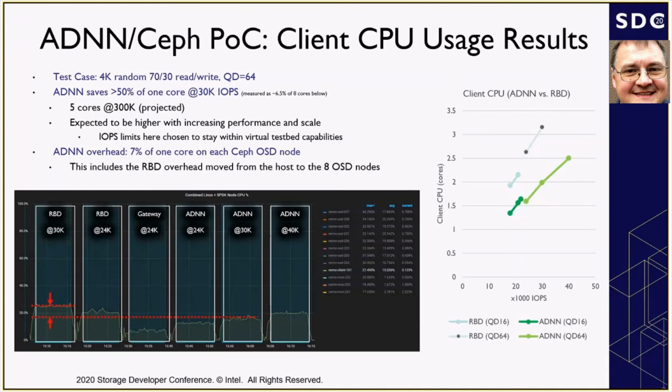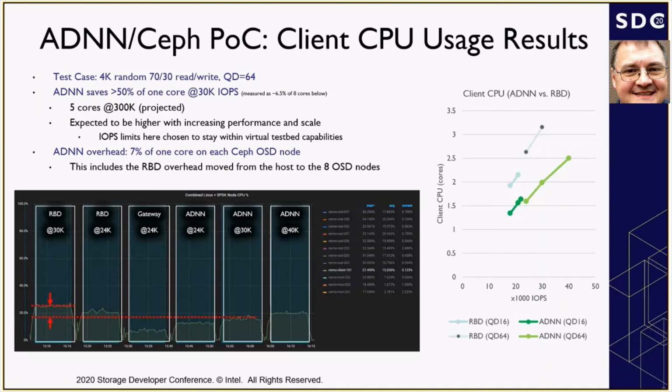Regarding how the client CPU utilization scales, again, this is a virtual cluster, so 40K was as high as we can go with some of these workloads, and it was actually lower with some of the others. So this graph on the right represents all of the points we were able to measure, and for the color scheme, the green lines are the ADNN test cases, and the not green lines are the kernel RBD ones. So there's 2 lines in each case. One is queue depth 16 and one is queue depth 64.